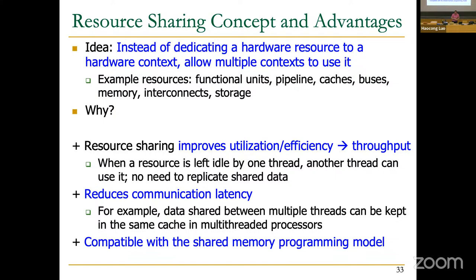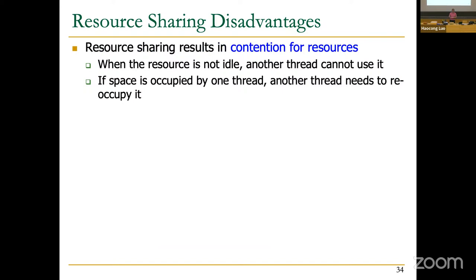Okay, so these are actually the advantages. But unfortunately, resource sharing has disadvantages as well. One of the major ones is that it results in contention for shared resources. When the resource is not idle, another thread cannot use it, because somebody occupied that resource. That's true for any kind of resource. It could be cache space, bus bandwidth, memory space, or storage space.